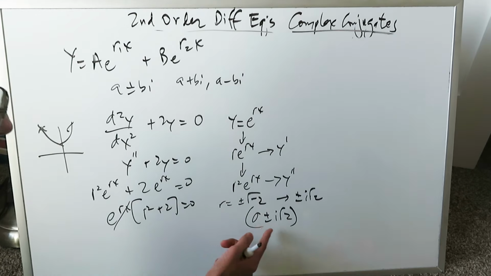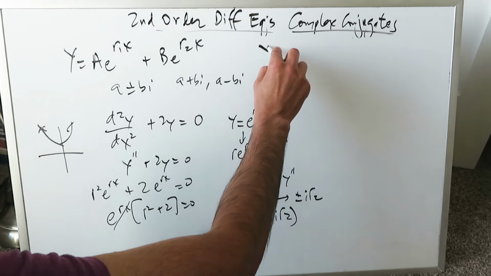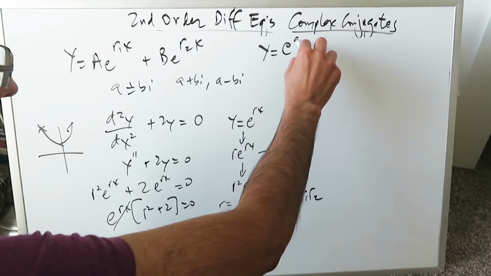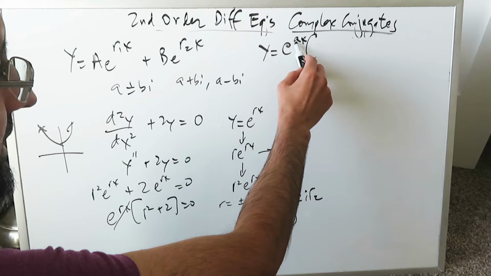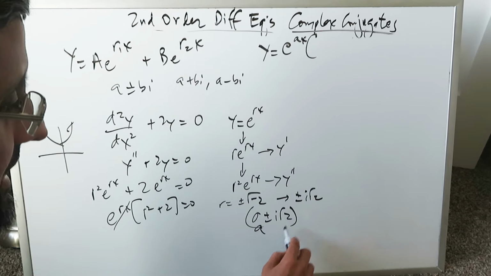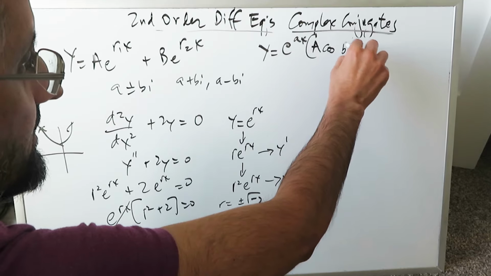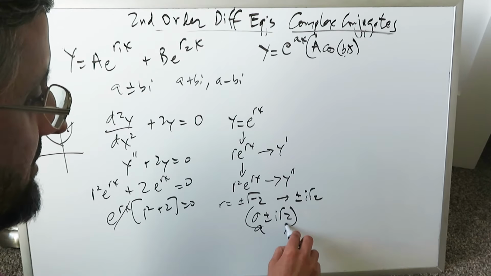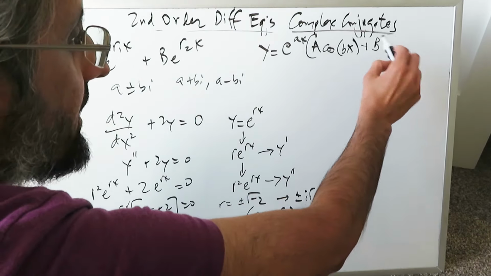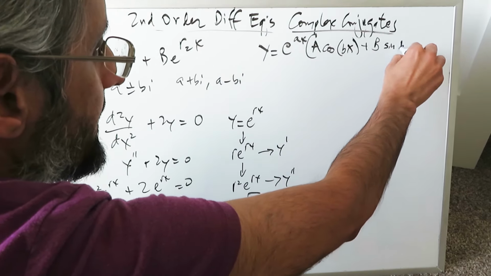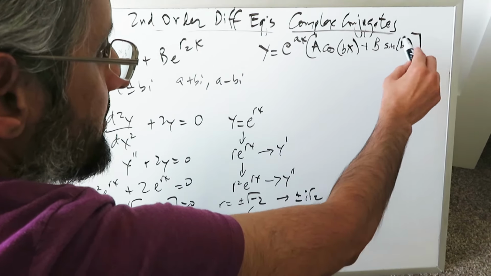How would you present it? In what format? Our format is this: y is equal to e to the power of ax. And look, lowercase a, as you see right here. Here's my a. Constant cosine bx. Here's my lowercase b right over here. Plus another constant, sine bx. Here's my b over here.